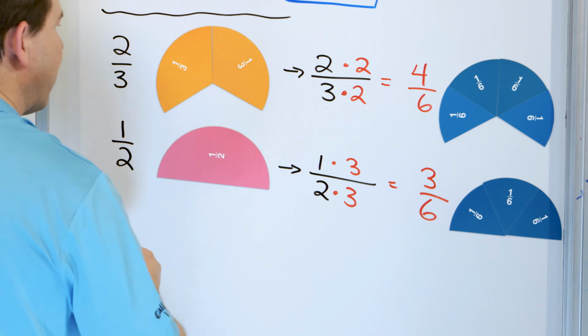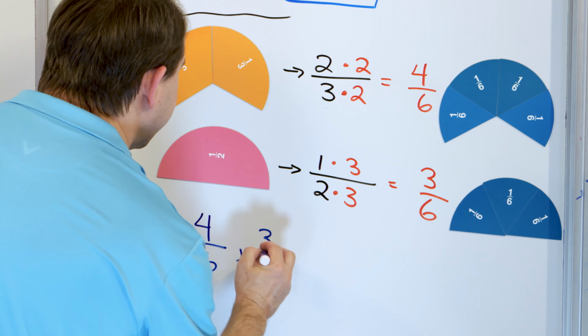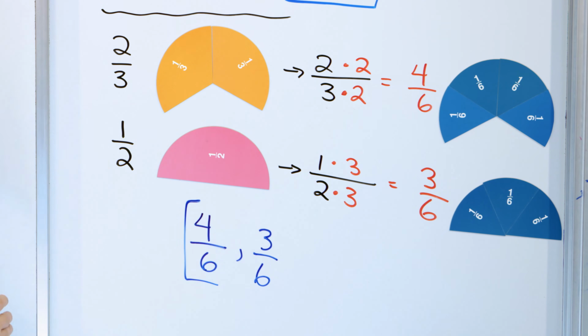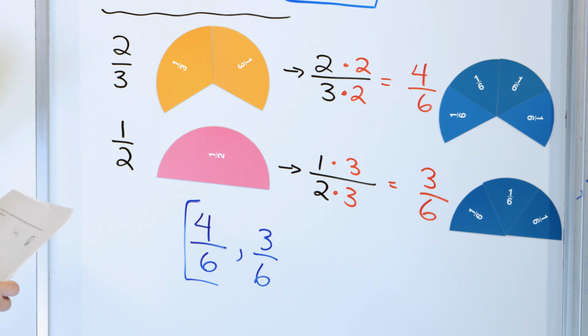And so if the goal of the problem is to find a pair of fractions with a common denominator, 4/6 and 3/6 are the two fractions that you want. When we add fractions later, the first step is going to be to get this, and then I'll show you later how to actually add them together.